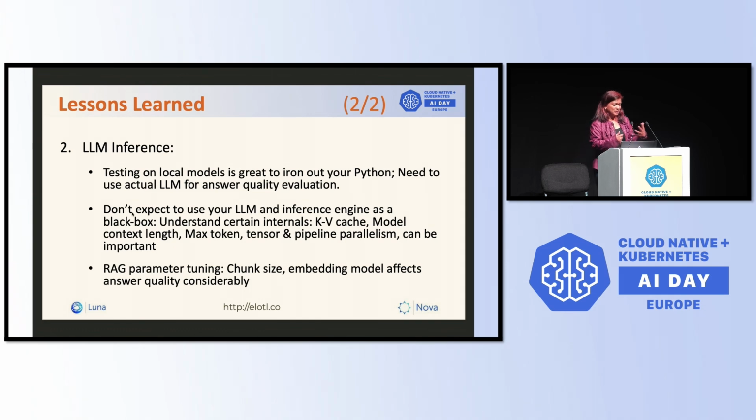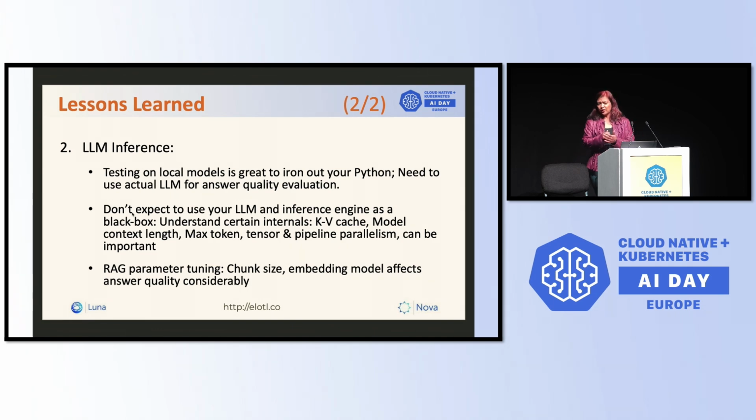Finally, do not expect to use your LLM and your inference engine as a black box. There's a lot of parameter tuning that is needed, everything from your KV cache, your model context length, the maximum number of tokens, tensor and pipeline parallelism. That is part of your inference engine that becomes really important.